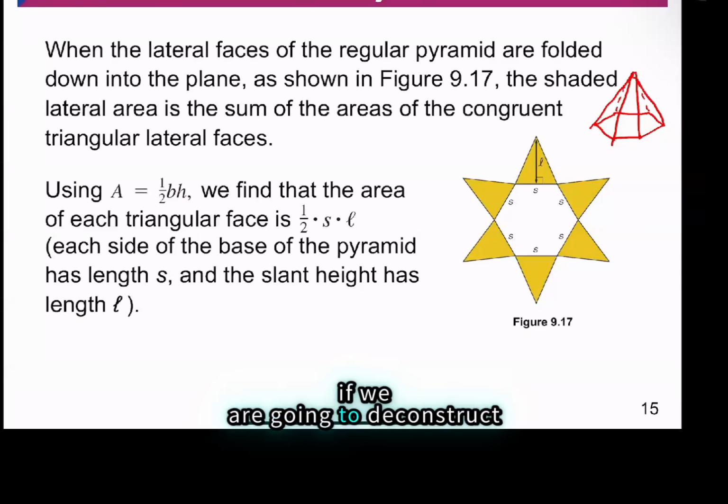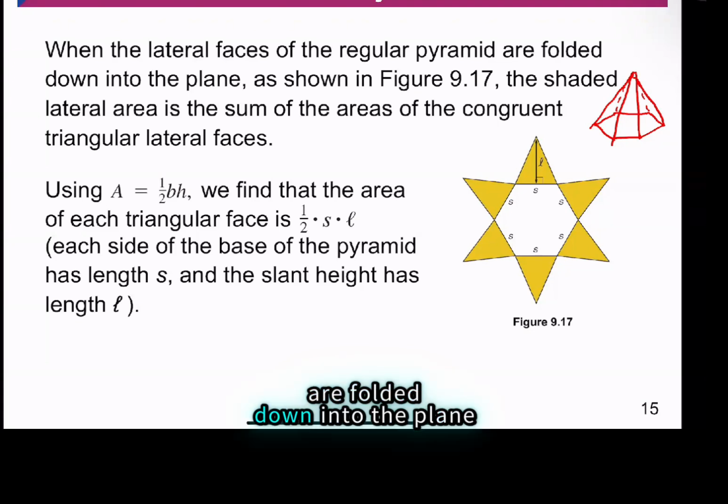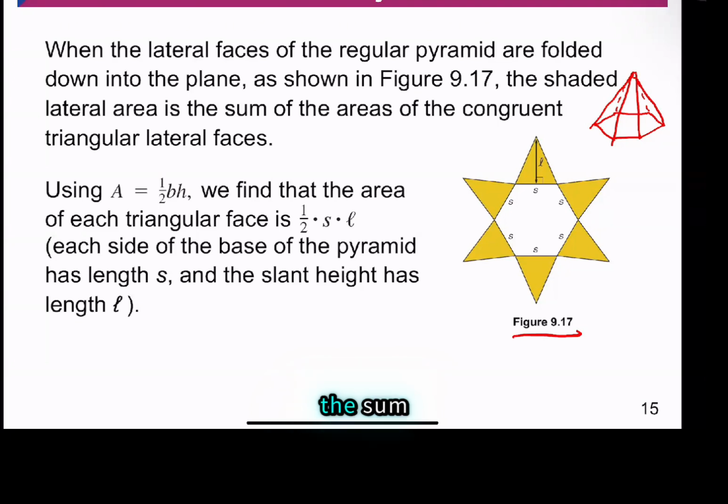If we are going to deconstruct this hexagonal pyramid and lay it out flat, when the lateral faces of the regular pyramid are folded down into the plane as shown in the figure, this would be the result. The shaded lateral area is the sum of the areas of the congruent lateral faces.